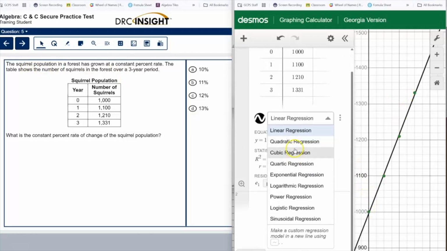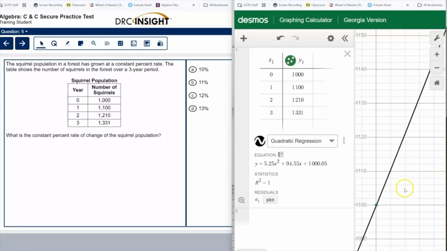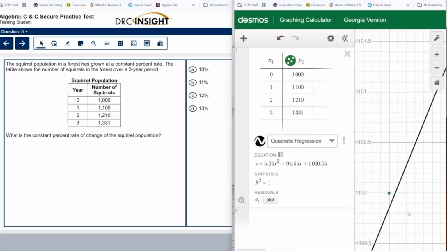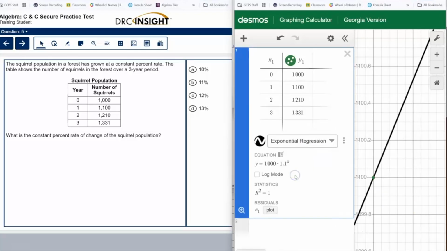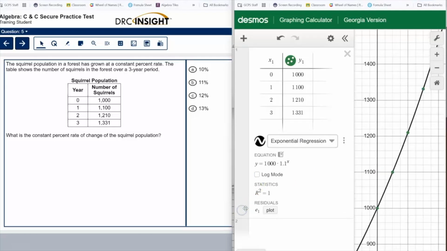Let's go ahead and try quadratic. Quadratic looks like it fits, but remember, sometimes you just have to zoom, zoom, zoom in on a point. Does it fit quadratic? Absolutely not. So the one that it has to be is exponential. Does it perfectly fit exponential? It does. Zoom fit to bring it back. Now that I've proved that it's exponential, I can answer whatever question they have.